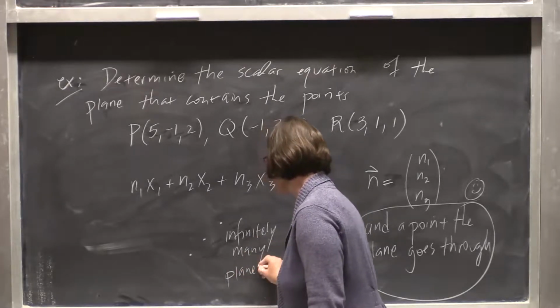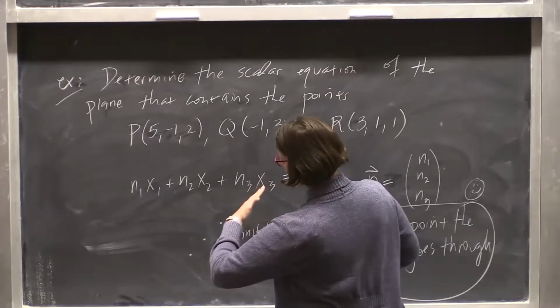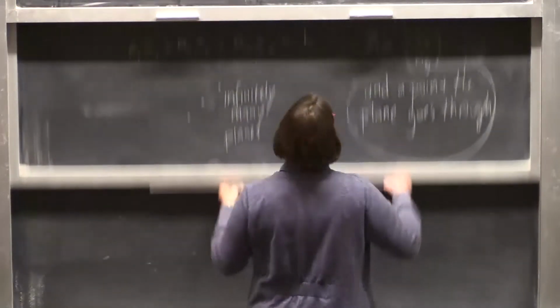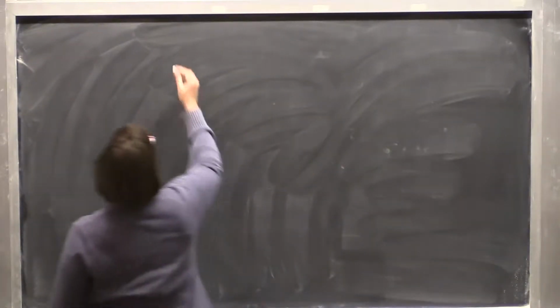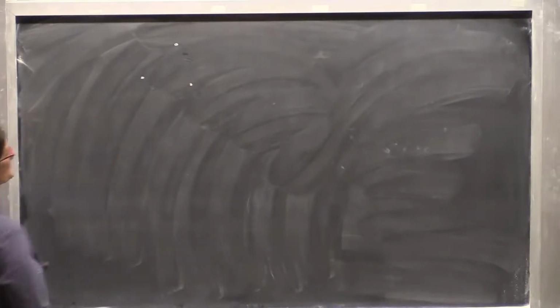Infinitely many planes that contain those 3 points, because all you have to do is make sure that the plane contains the line that the 3 points are on. So you're hoping that you've got 3 points that are not collinear. So you're hoping that that's a picture of P, Q, and R. How can you figure out if the points are collinear?